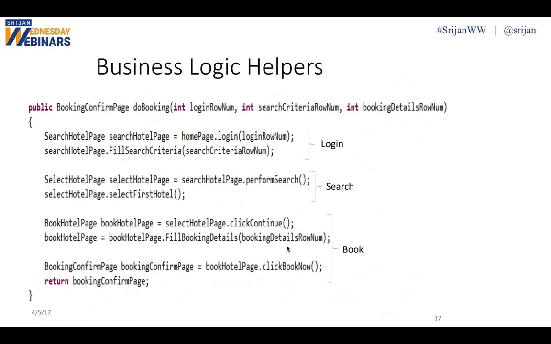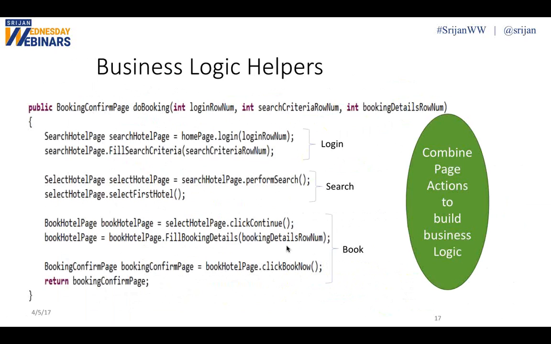That's why, as I said in my previous slide, it's mandatory to return the next page, which will appear after doing that operation. When you return the next page, you can write a business logic helper like this, where one page upon doing an action returns you the next page. When you perform some action on the next page, it gives you the next page, and so on. And hence you create a linked list of various pages. So you combine page actions like this to build a business logic.